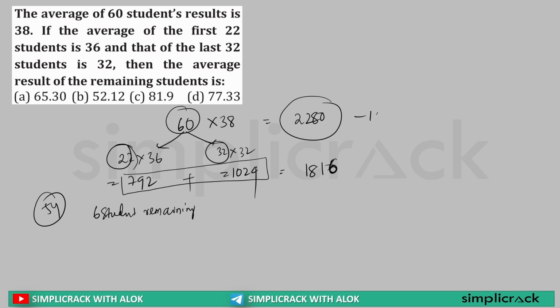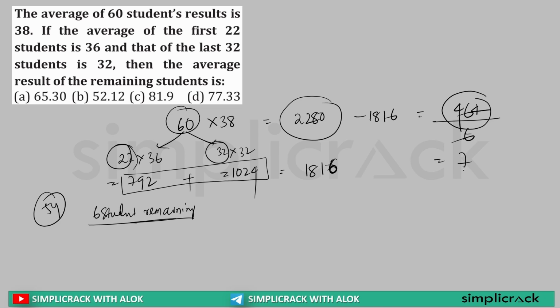Now if I take this value out of the 60 students, I will get the value for what? 6 students. So the value is what, sir? 6 from 10 is 4, 7 from 1 carry is 6, 22 minus 18 is equal to 4. Sir, 464 is the total age of 6 students. So the average age is what? 464 divided by 6.